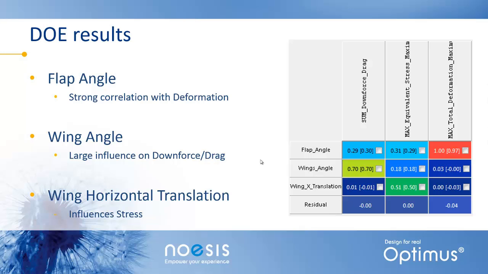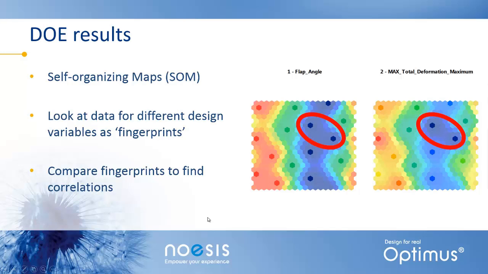Here, we actually show the Sobol indices, which of course tell us the influence that each of the individual input parameters have on the output parameters. And here we see that the flap angle corresponds very highly with the deformation. The wing angle has a high correspondence with the downforce to drag ratio. And the wing horizontal translation influences mostly the maximum equivalent stress, which is not necessarily considered in this optimization.